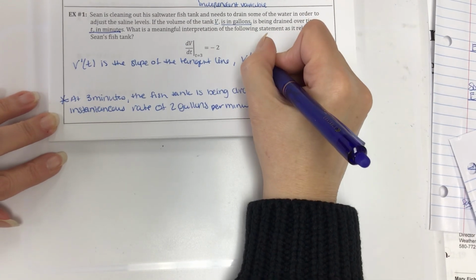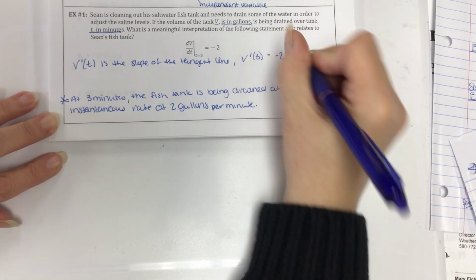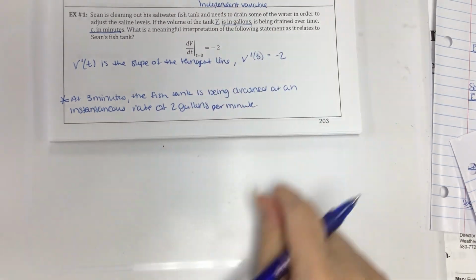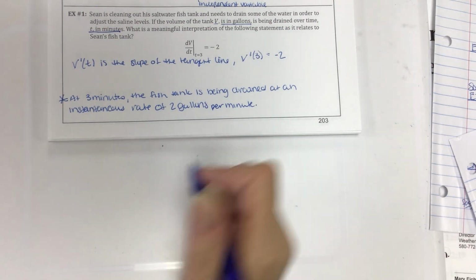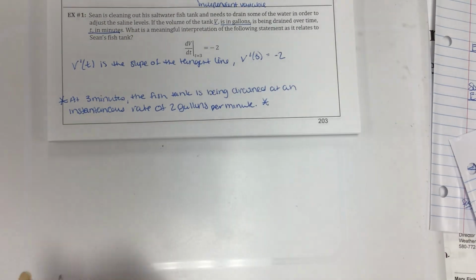And the derivative at 3 equals -2. That's what this is telling us, yes? And it's negative, which means that water's being drained, yes? Okay. So this was a very good verbal expression of that.